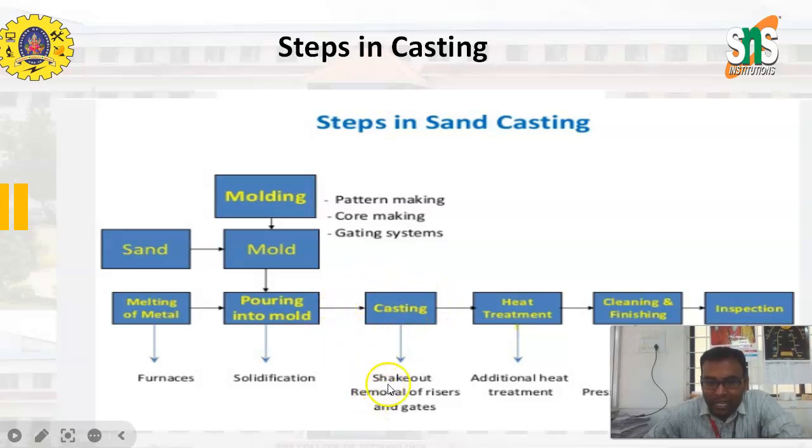The casting is removed after some additional treatment. It is cleaned and finished with the help of pressure tightness. And finally, in order to reduce the defects or in order to find the defects, inspection is made either manually or with the help of different types of devices based upon the different types of product.